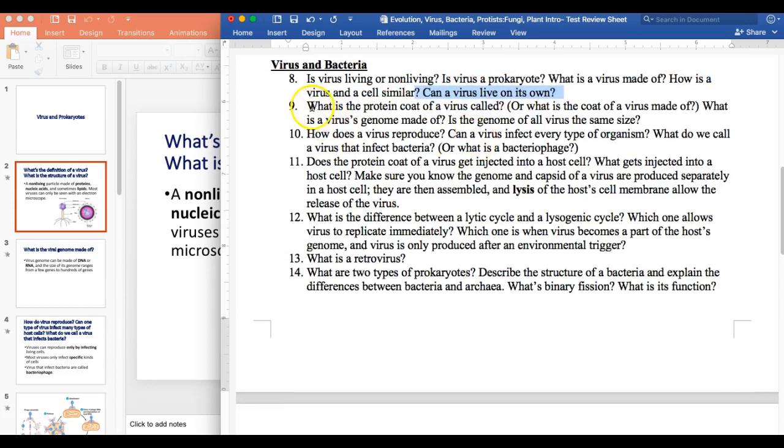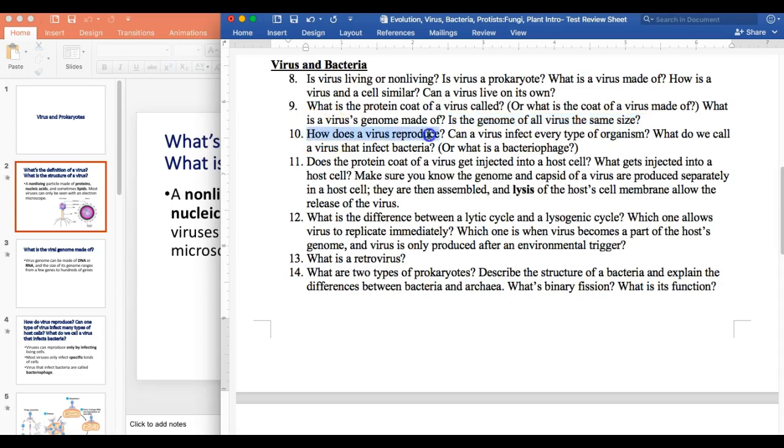Nope. What is the protein coat of a virus called? It's called a capsid, C-A-P-S-I-D. What is the coat of a virus made of? It's made out of protein. What is a virus genome made out of? DNA or RNA. Is the genome of all viruses the same size? Nope. Some genomes are smaller, some are bigger, just like the genomes of animals.